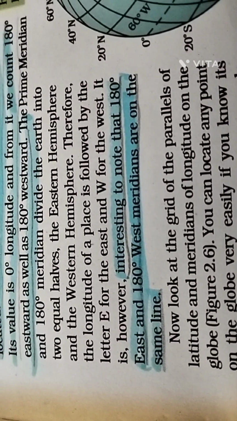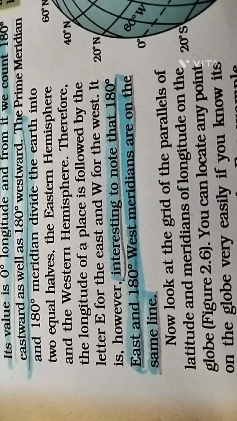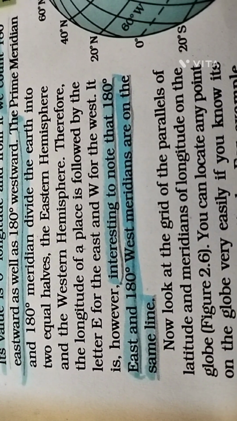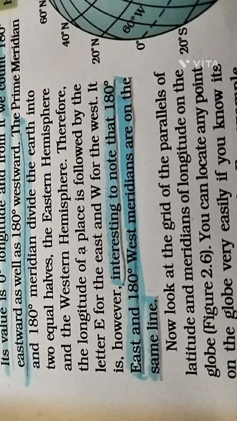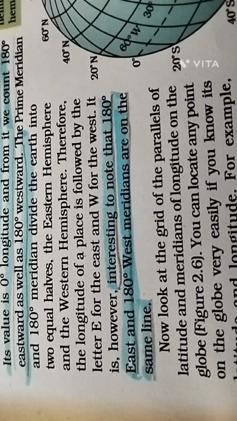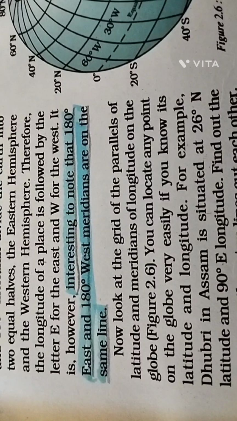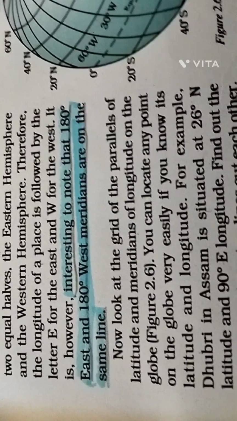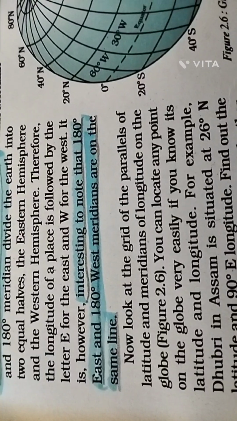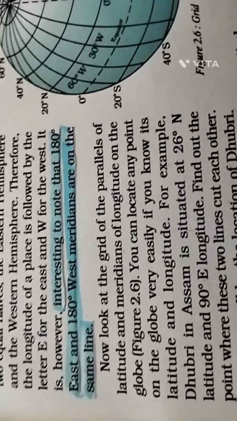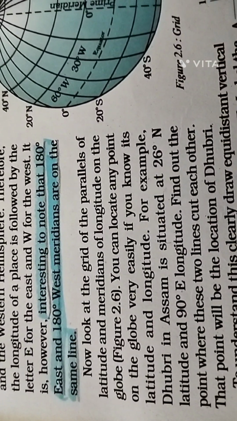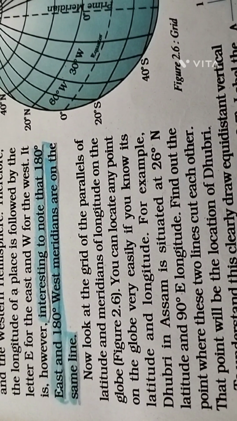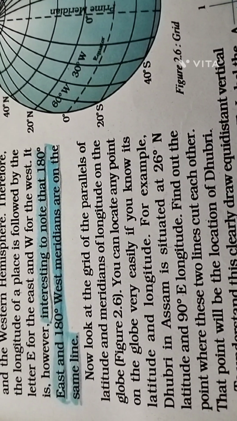The prime meridian and the 180 degree meridian divide the earth into two equal halves, the eastern hemisphere and the western hemisphere. Therefore, the longitude of a place is followed by the letter E for east and W for west. It is however interesting to note that the 180 degree east and 180 degree west meridians are on the same line.